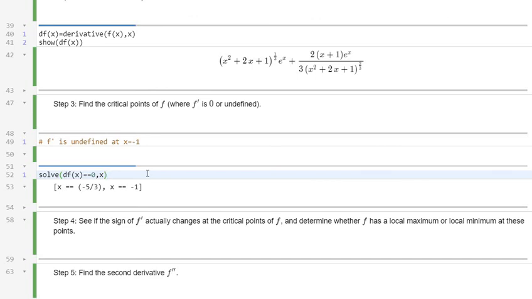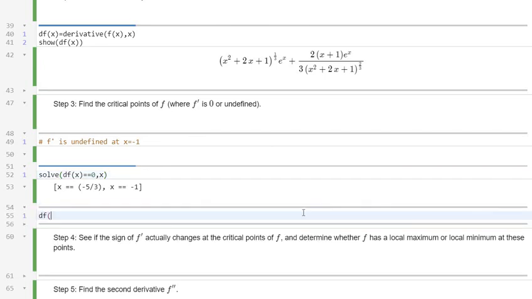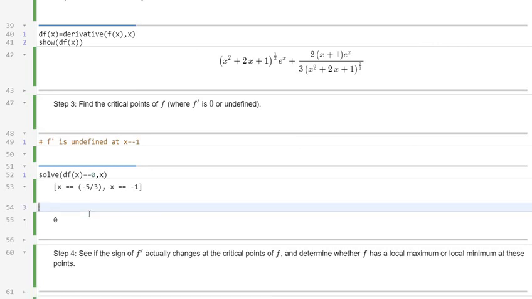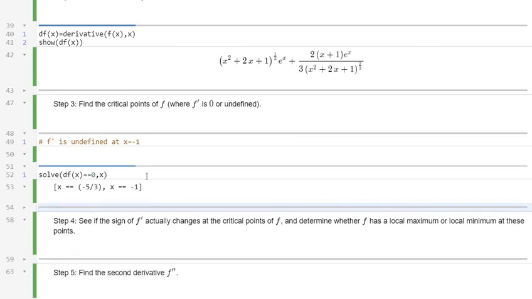At any rate, like I said in the part 1 video, I'm going to keep track of these critical points. So I'm going to write down that f prime does not exist when x equals -1, and f prime is 0 when x equals -5/3. Now that one actually is correct. If you try df of -5/3, it should give us 0. Yeah, okay. So that one does work. Now let's not delete that. Okay. So those are my 2 critical points.